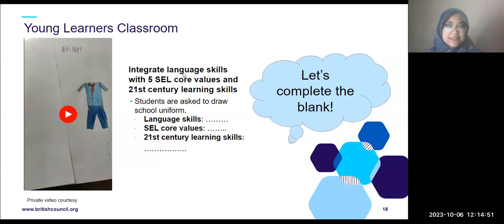Social awareness, yeah. They have to learn about a uniform. Uniform is very social. It's a social piece of clothes, right? But there is also another one. Why do they need to draw the uniform? It's social awareness, of course. But what else are the core values being revealed here?